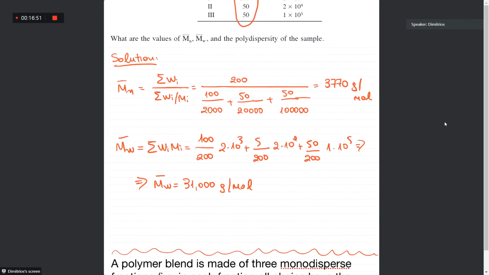And finally, we said that the polydispersity is a very important characteristic of polymers. It's given by the ratio of the weight average molar mass over the number average molar mass. In this case, 31,000 over 3,770, sorry. So we have a relatively high polydispersity index of 8.2.